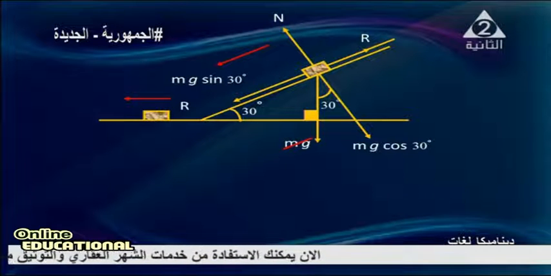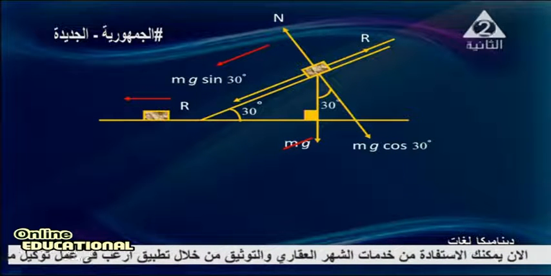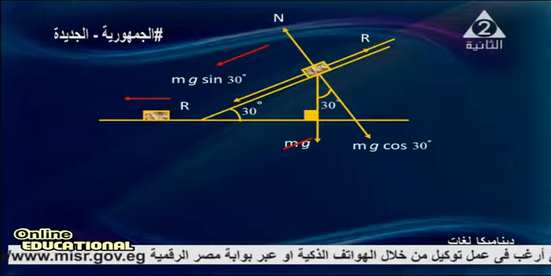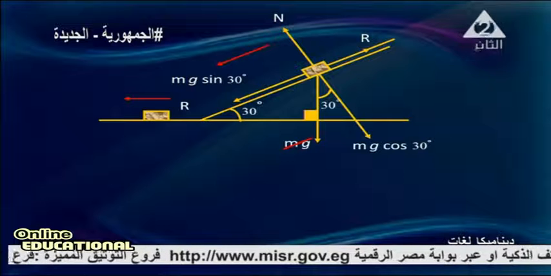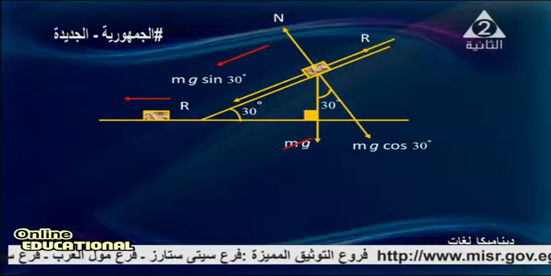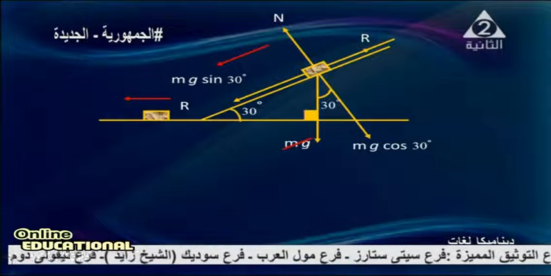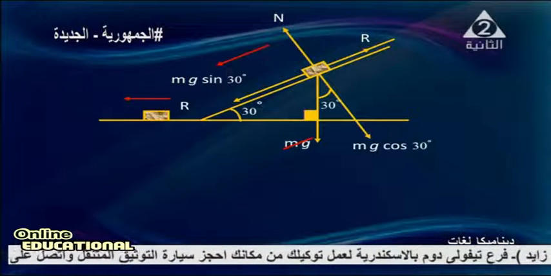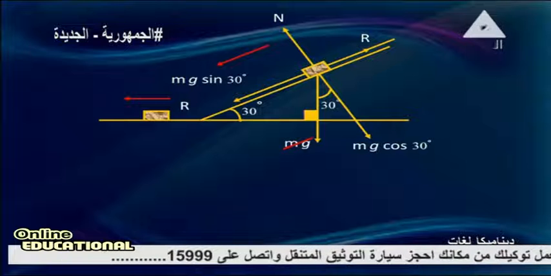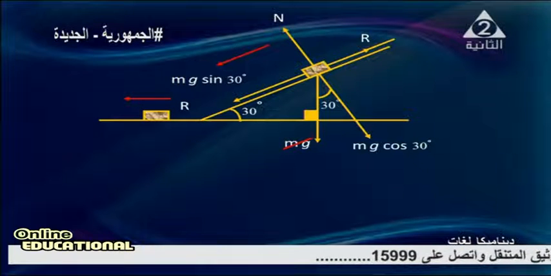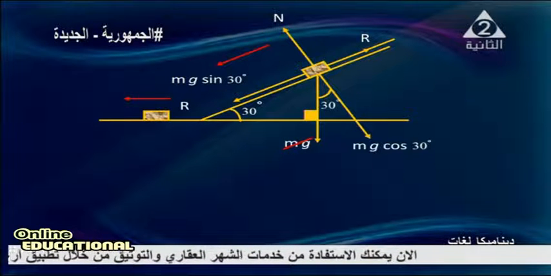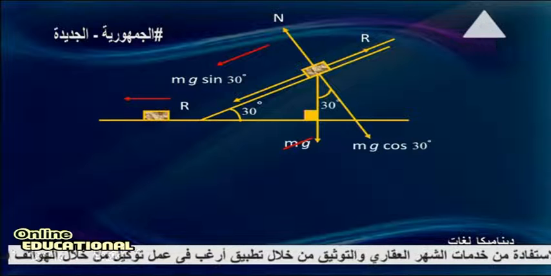Now the motion on two planes. The first plane is inclined to the horizontal with an angle of measure 30 degrees, and the second plane is a horizontal plane. The box starts motion from the top of the inclined plane and continues its motion on the horizontal plane. The two planes have the same resistance, equivalent to 1 over 5 of the weight of the body.